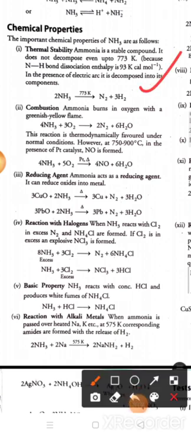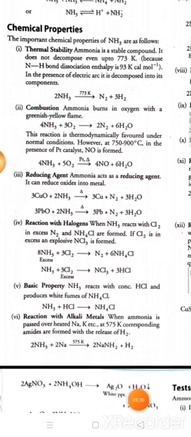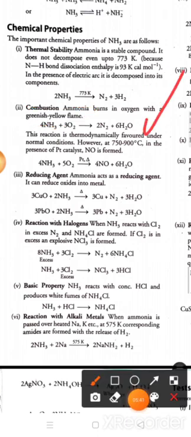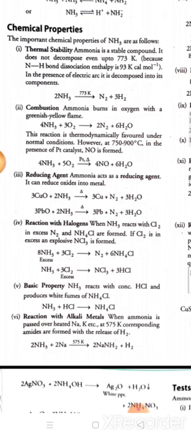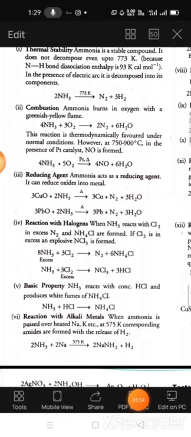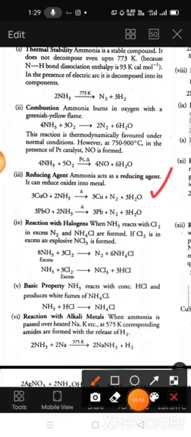Now these are the chemical properties. First one is thermal stability. Ammonia is a stable compound. It does not decompose even up to 773 Kelvin. Combustion: ammonia burns in oxygen with a greenish yellow flame. So this is the reaction. Now reducing agent. Ammonia acts as a reducing agent due to the presence of the lone pair on nitrogen. So this is the example by which you can prove that ammonia is a good reducing agent.